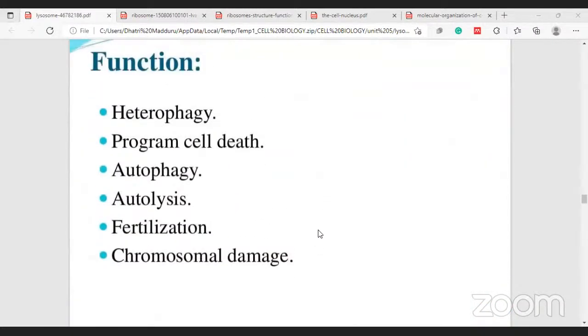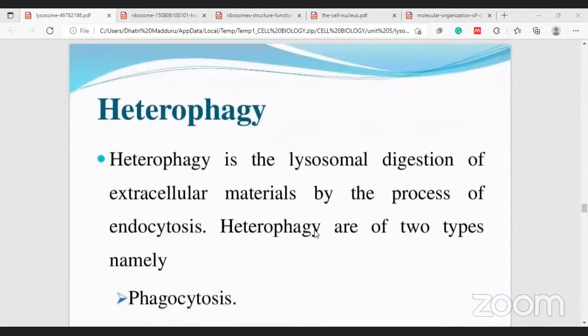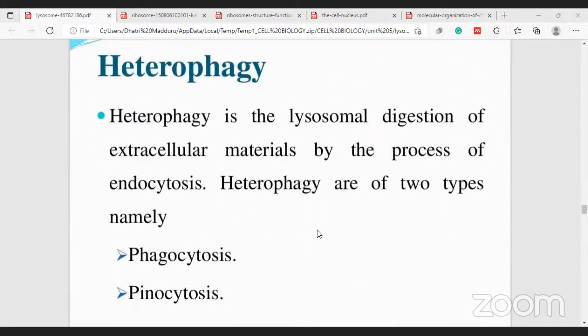So the main functions are heterophagy, programmed cell death, that is apoptosis, autophagy, which means self-eating, autolysis, fertilization, and chromosomal damage. In all these things, lysosome plays an important role. So what is heterophagy? Heterophagy is the lysosomal digestion of extracellular material by the process of endocytosis.